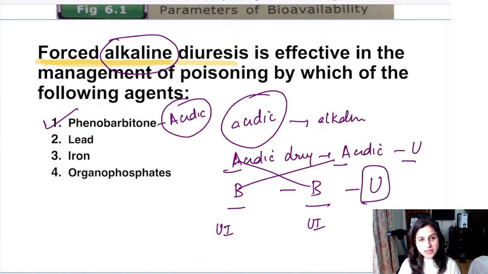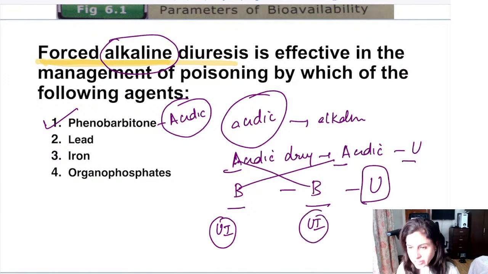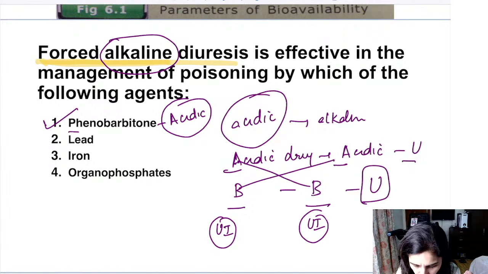And for any drug's absorption to take place, the drug should be unionized. If the drug stays unionized, it can be easily absorbed. So if you want to remove any poison, you don't want it to get reabsorbed back from the urine. Therefore you make the urine more alkaline. If the urine is acidic, the drug has a tendency to get back into the body, so the poisoning will be there again and it won't be managed.